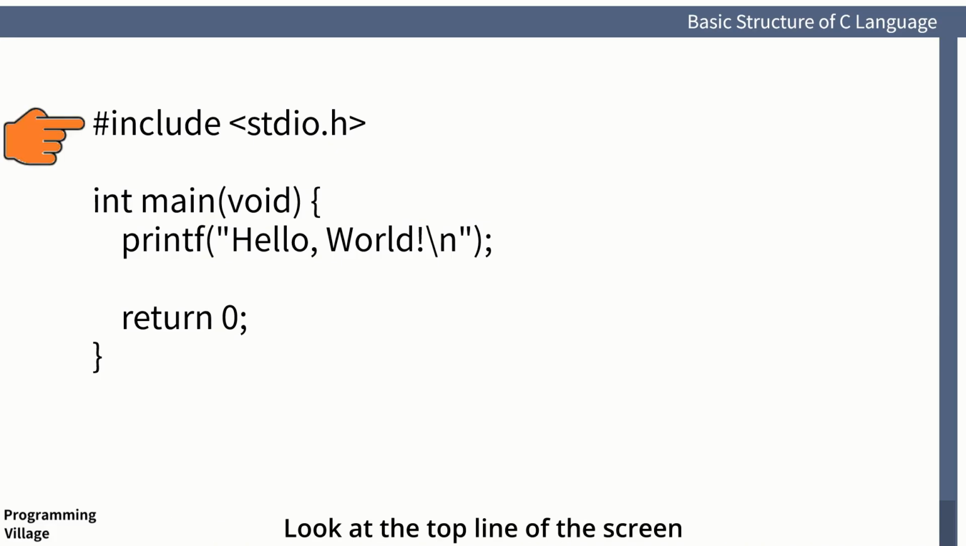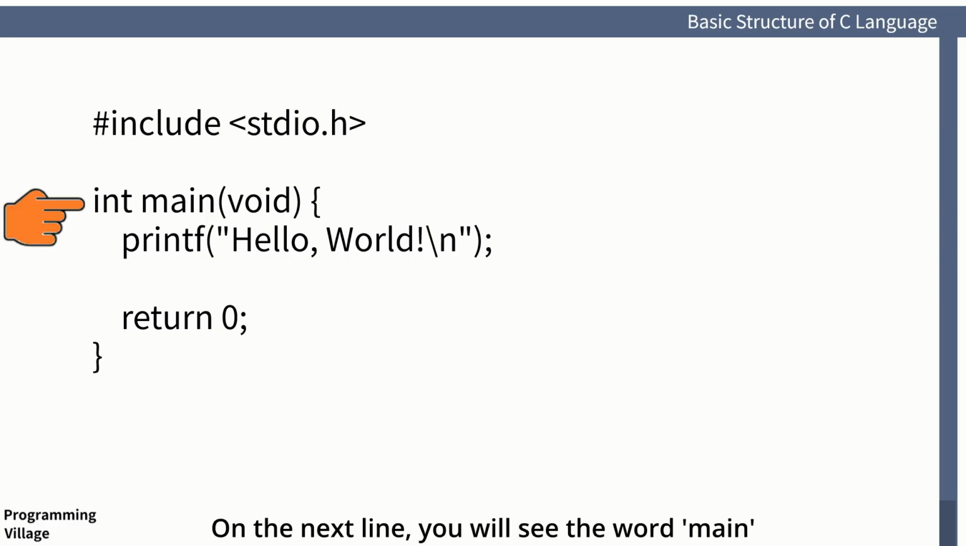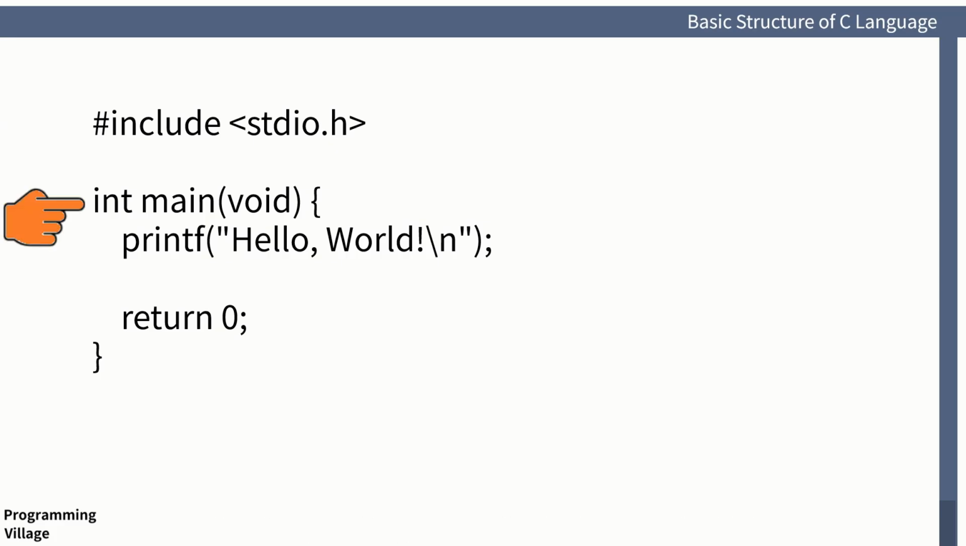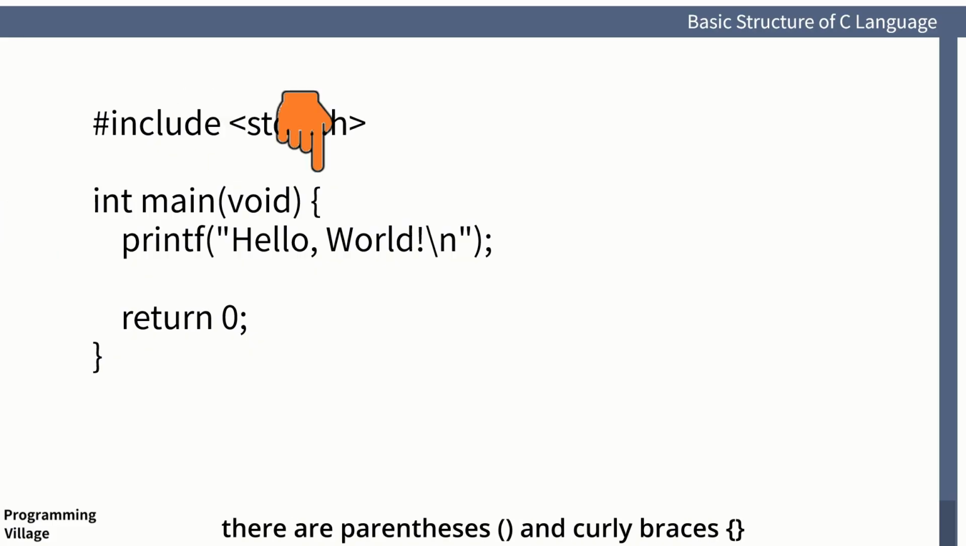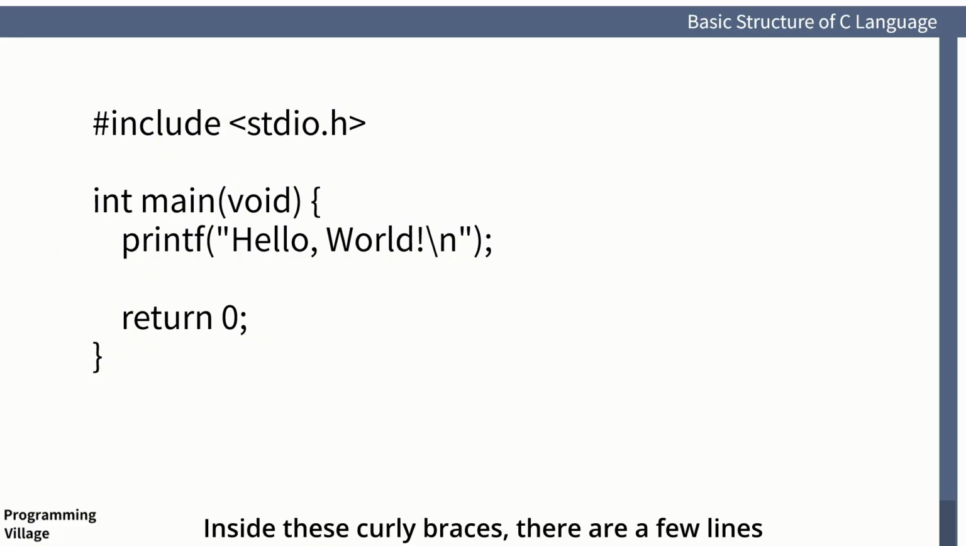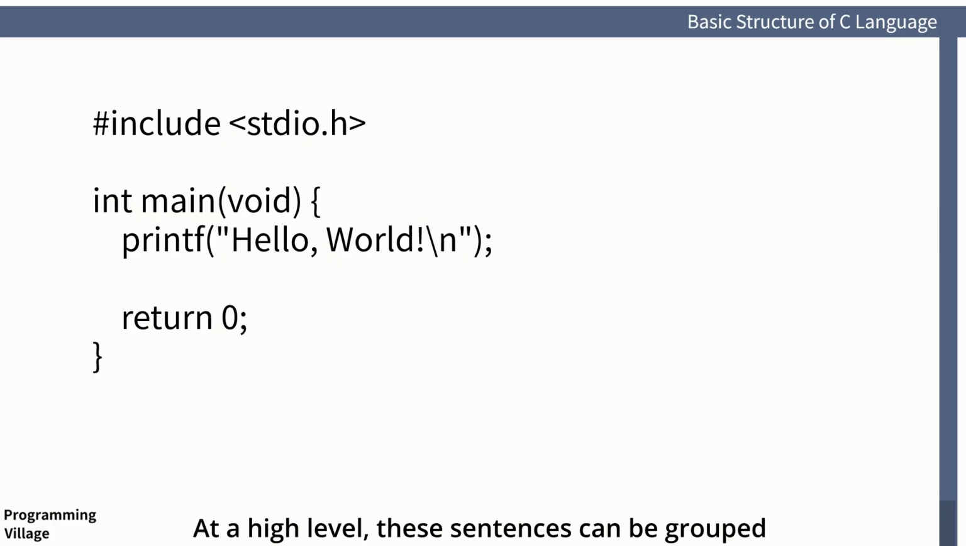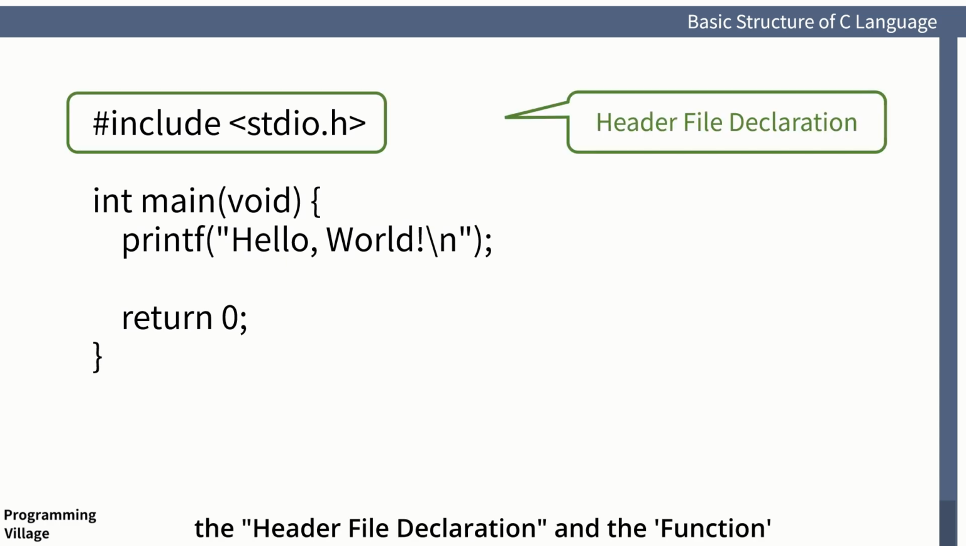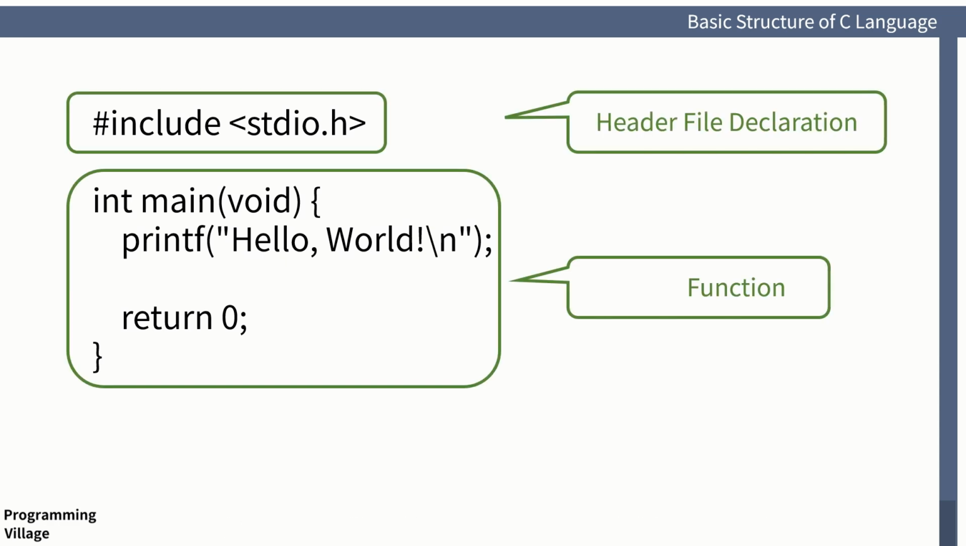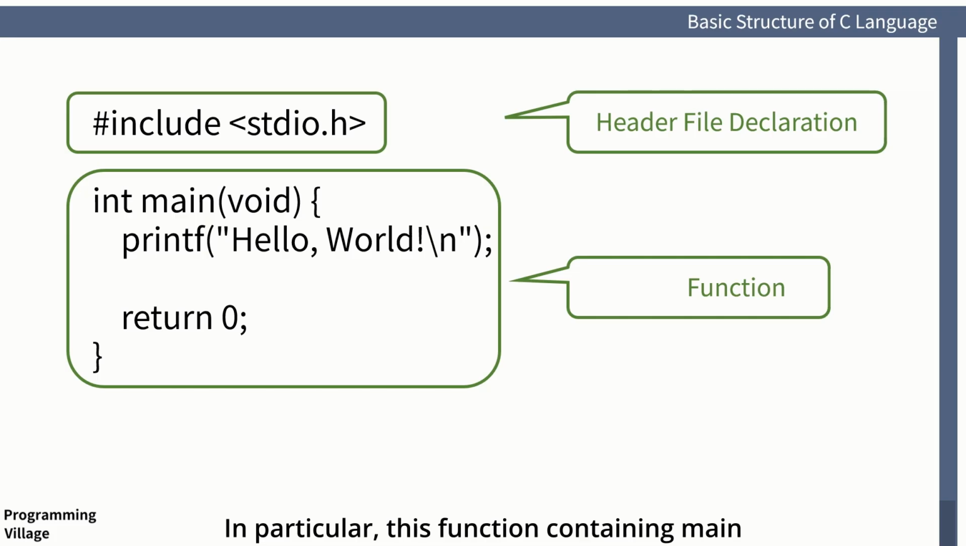Look at the top line of the screen. There is a line that reads #include <stdio.h>. On the next line, you will see the word main. Where the word main is located, there are parentheses and curly braces. Inside these curly braces, there are a few lines. At a high level, these sentences can be grouped into two sections, the header file declaration and the function. In particular, this function containing main is called the main function.